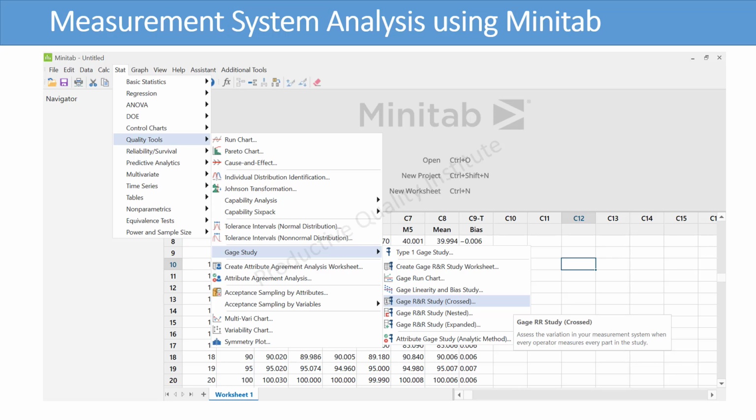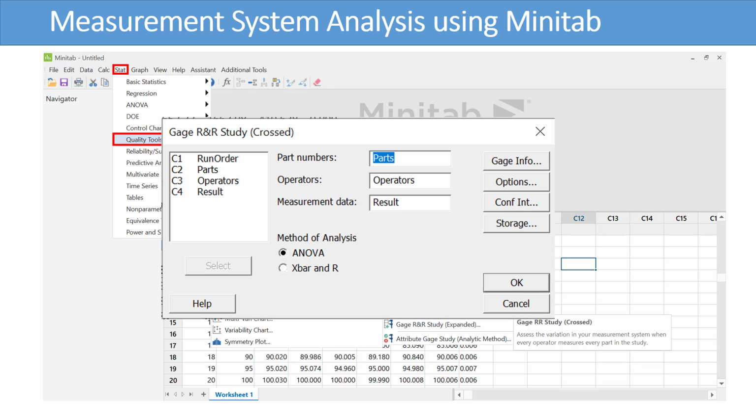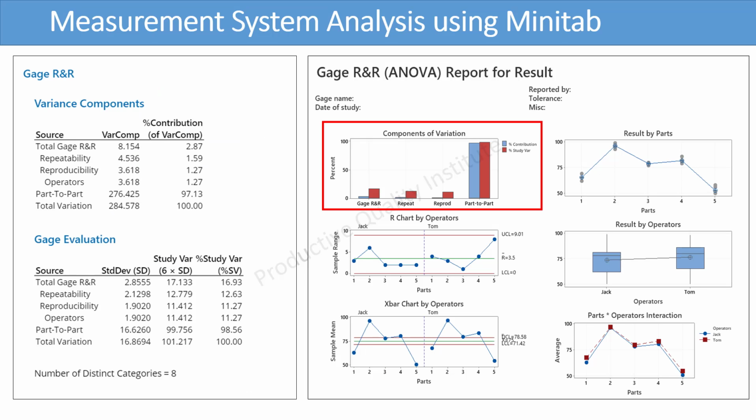To carry out the analysis in Minitab, choose Stat, then Quality Tools, then click Gauge Study, then click Gauge R&R Study. Complete the dialog box as shown. The analysis treats operator, part and gauge. The ANOVA output indicates the part-to-part and gauge-to-gauge variation. The gauge evaluation table also shows the relative importance of each of the sources of variation.